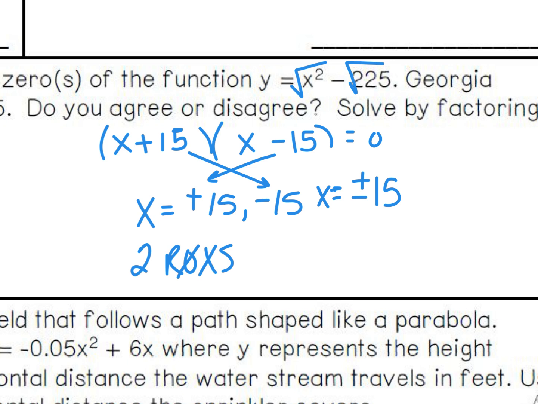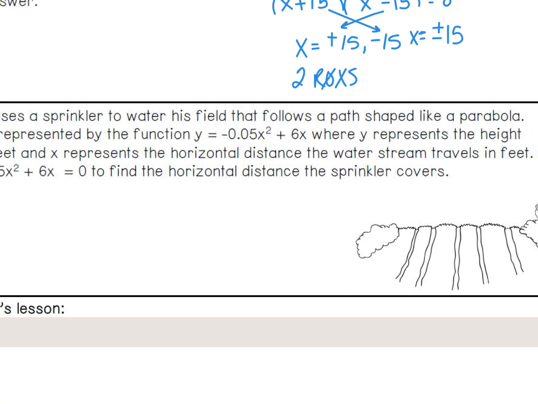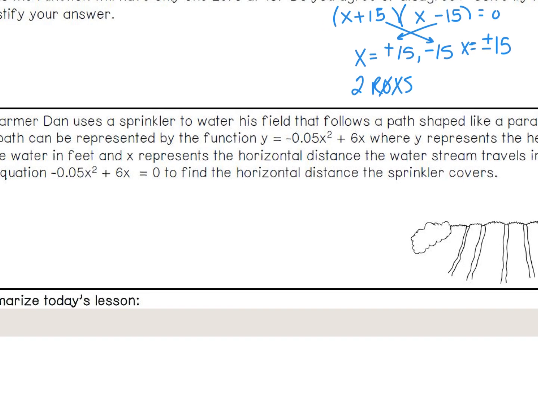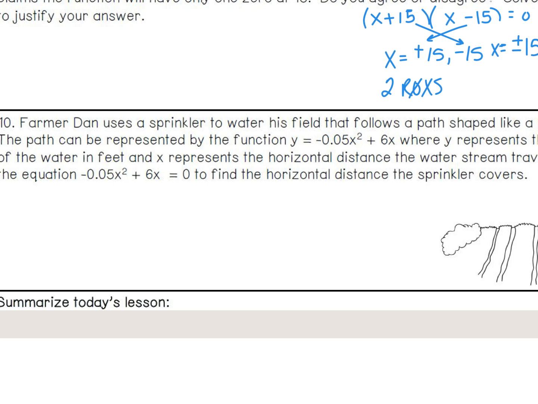All right, last one. Farmer Dan uses a sprinkler that follows a path shaped like a parabola. There's our equation. Y is the height, and x is the horizontal distance for the water. Use this to find the horizontal distance the sprinkler covers. So again, if x is the horizontal distance, then they're looking for the root. The x-intercept is 0.